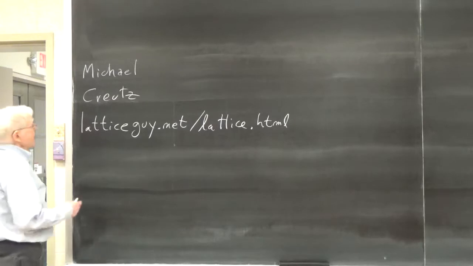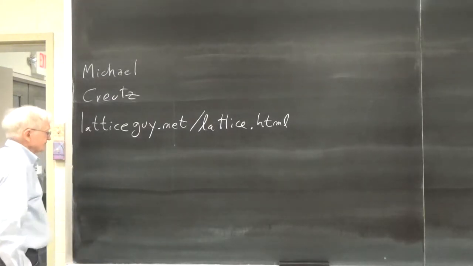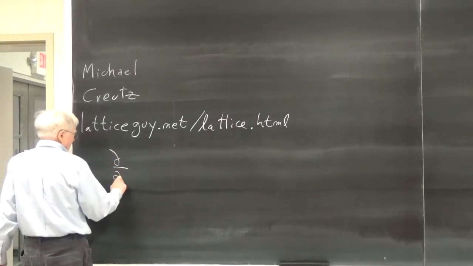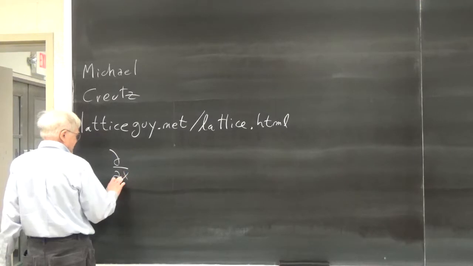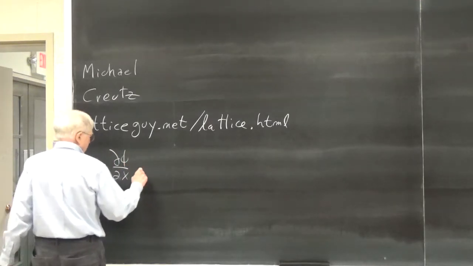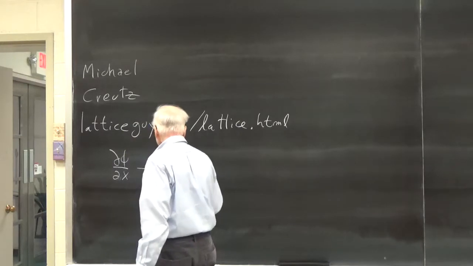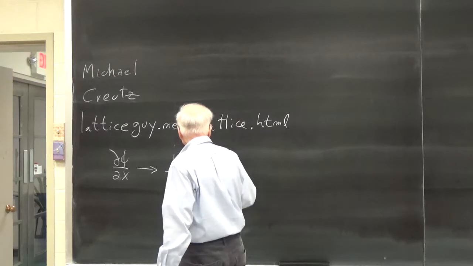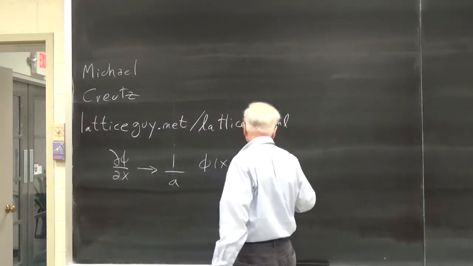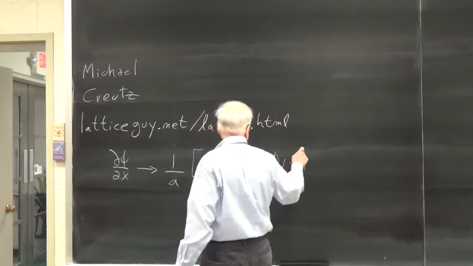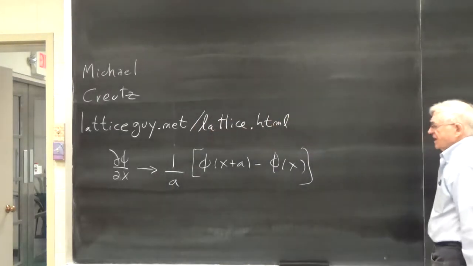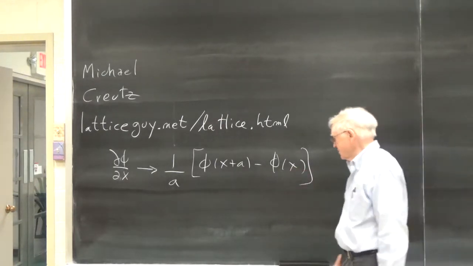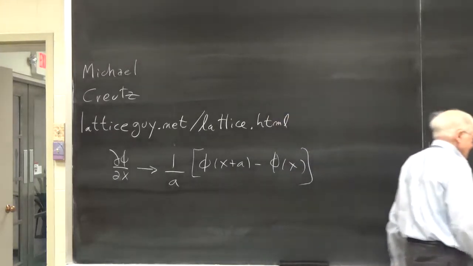So let me describe, I've described in general lattice field theory. In lattice field theory, of course you've got a derivative, d by dx of phi. Well, on the lattice, you say that your lattice spacing is a, and you have this as phi of x plus a minus phi of x. So that's your derivative. And you have squares of these that occur all over the place.